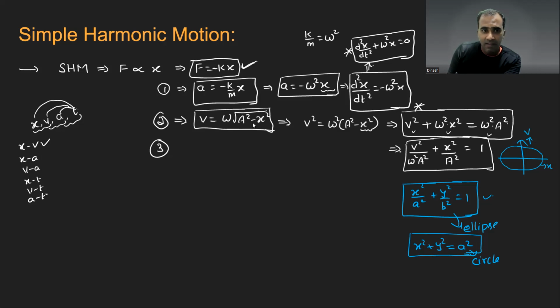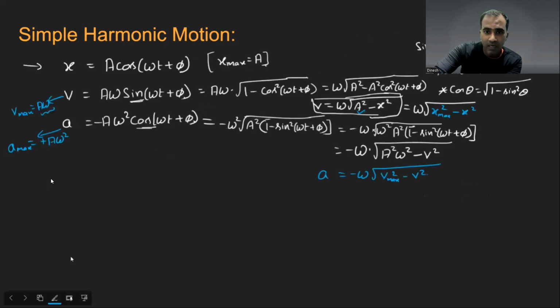V and x, we already know the relation. The second equation represents this one. X and a, the relation between acceleration and displacement, that is already known. Now, relation between v and a. Can we find the relation between v and a? We already found it in the previous session. Right? So let's recollect from the previous session. What did we get? See here.